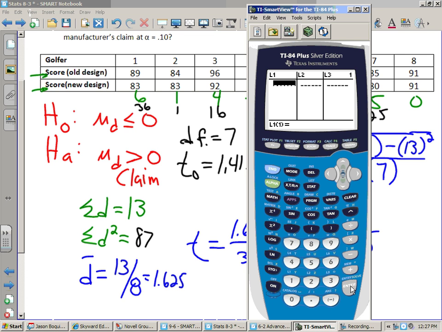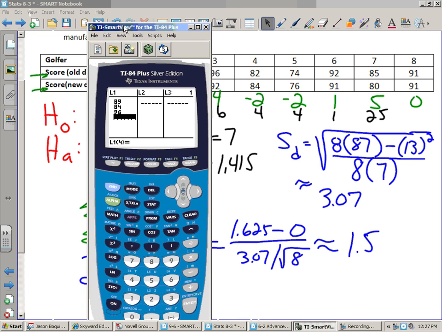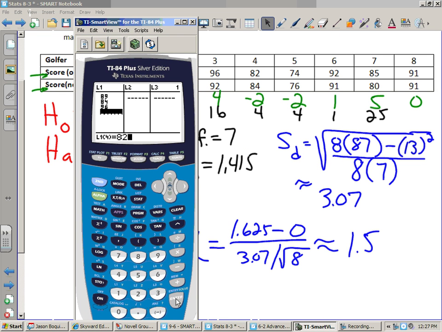And let's go in, oh, there's L1. What do you suppose we're going to put in L1? We're going to put the scores. You could put the difference in, but let's say these were big numbers, or there's a lot of them, and I don't want to find them all. Let's just enter all the scores for the old design: 89, 84, 96, 82, 74, 92, 85, 91. Everybody agree with that?